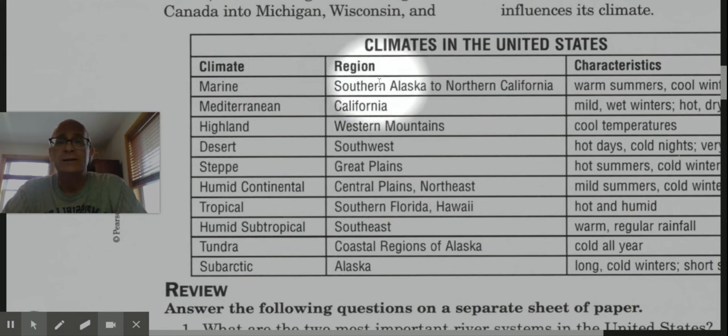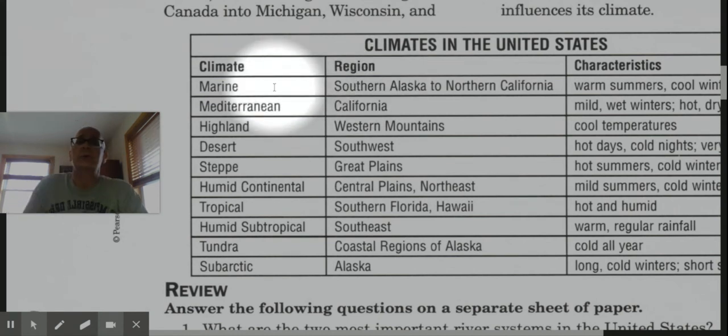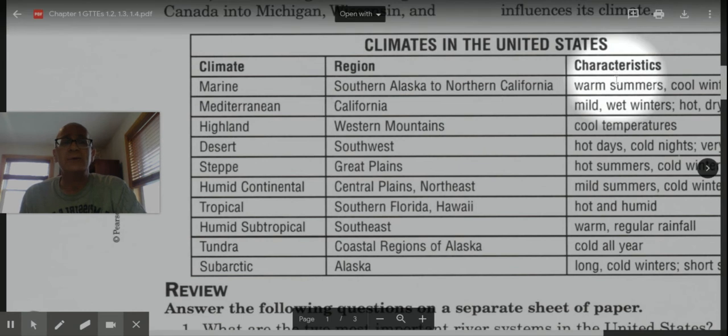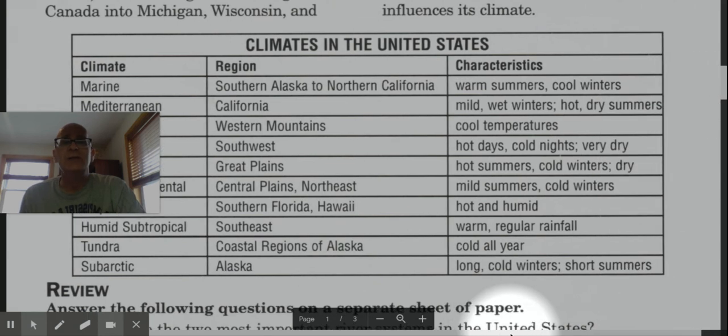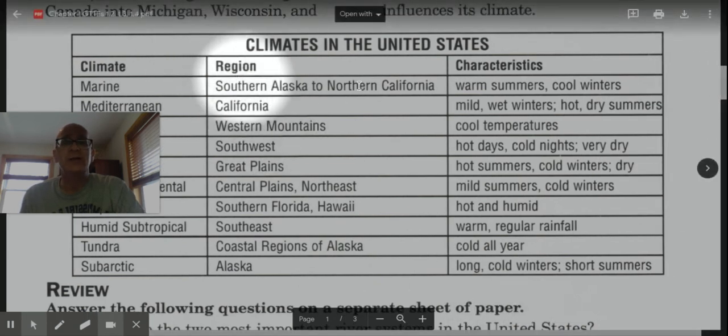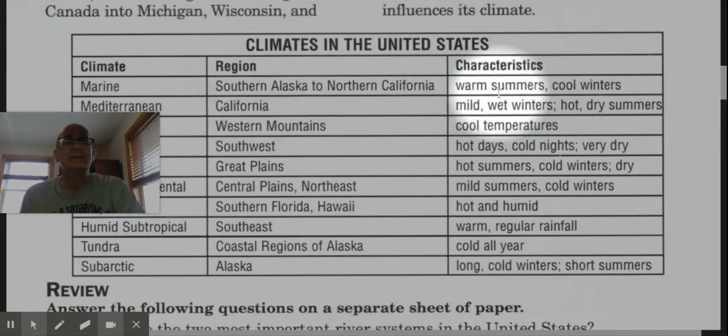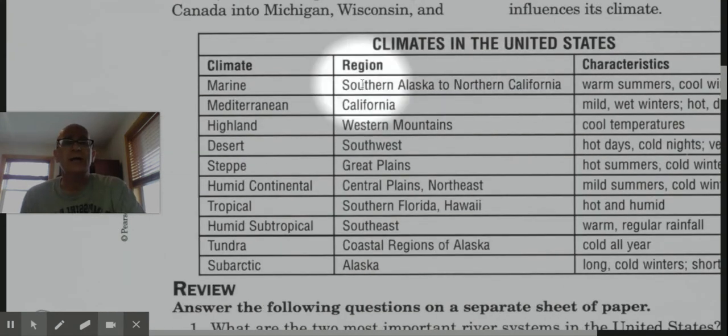Each of those types of climates corresponds to a region of the United States. For example, let's look at the top one. The marine climate is found in southern Alaska to northern California. The characteristics of that climate are pictured in the far right column. So you can see that the marine climate in southern Alaska to northern California consists of warm summers and cool winters, and right on down the line.